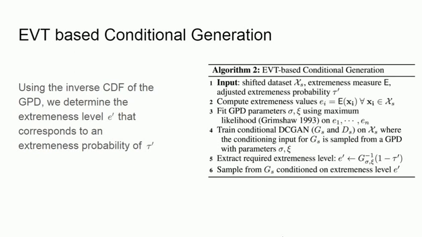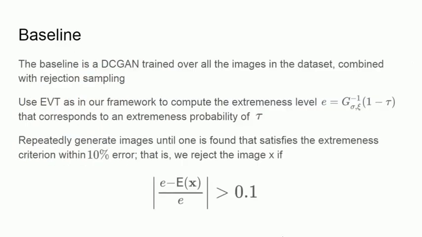using this extremeness level. We now describe the baseline approach against which we compare our approach. The baseline is a DC GAN trained over all images in the dataset combined with rejection sampling. We use EVT as in our framework to compute the extremeness level corresponding to the extremeness probability tau. We then repeatedly generate images until one is found that satisfies the extremeness criterion within 10% error, that is, we reject the image X if the condition on the slide holds.